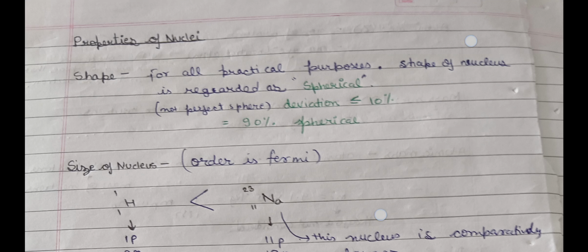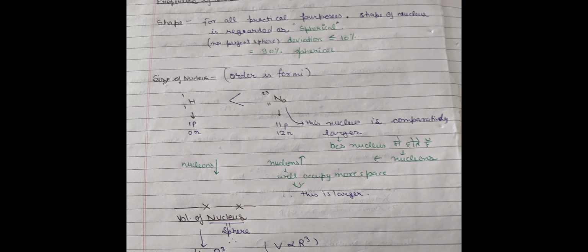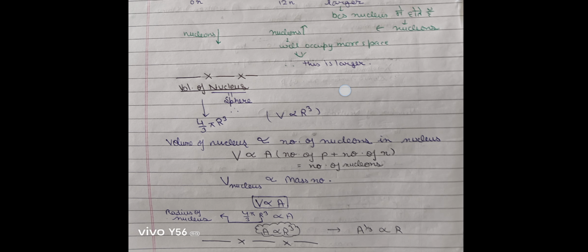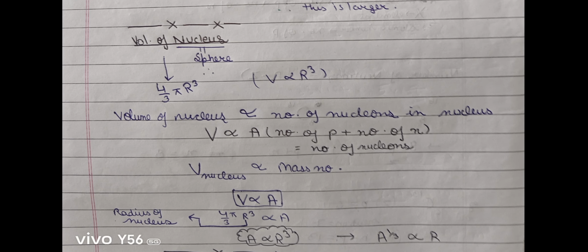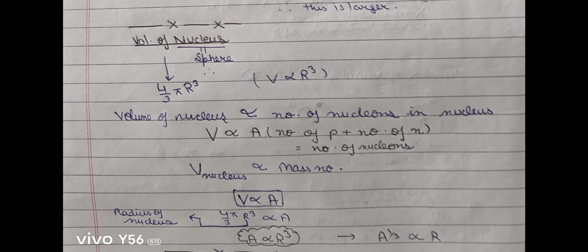Now we will talk about size of nucleus, but before that we'll talk about volume of nucleus. Nucleus is a sphere, therefore the volume is of sphere, that is 4 by 3 pi r cube, where r is the radius of nucleus. As 4 by 3 pi is constant, so we can say that volume is directly proportional to r cube.